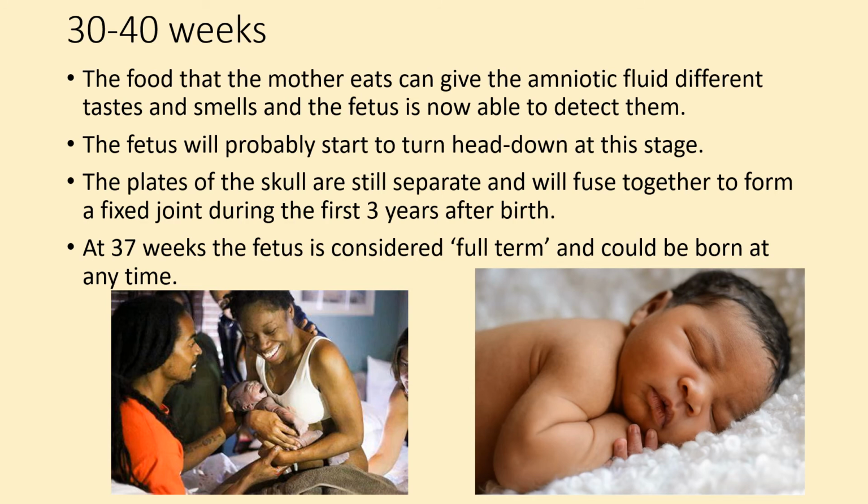At 37 weeks, the fetus is considered full term and could be born at any time. So if the fetus is born before 37 weeks, we call that premature. Anything from 37 weeks to 41 weeks is called full term.